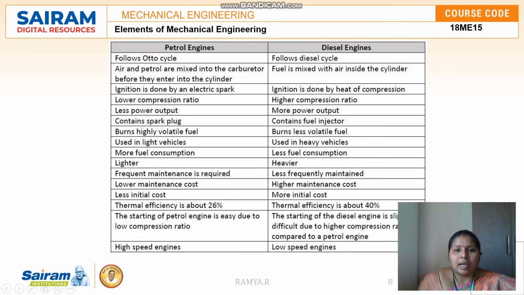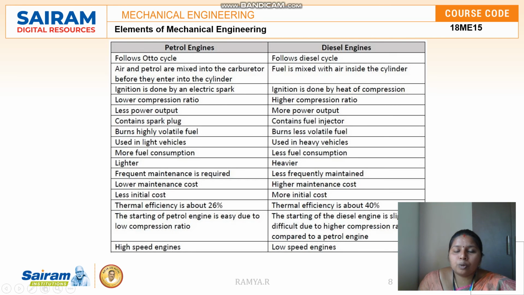And the next one is the comparison between a petrol engine and a diesel engine. Here the petrol engine follows the Otto cycle, so it is called an Otto cycle engine, and here the diesel engine follows the diesel cycle. The difference is, in the Otto cycle, the volume is kept constant, and in the diesel cycle, the pressure is kept constant. Here in a petrol engine, an air plus fuel mixture is sent inside the cylinder, but here fuel is separately supplied through a fuel injector, and air is sent along with that, and it gets mixed inside the cylinder.